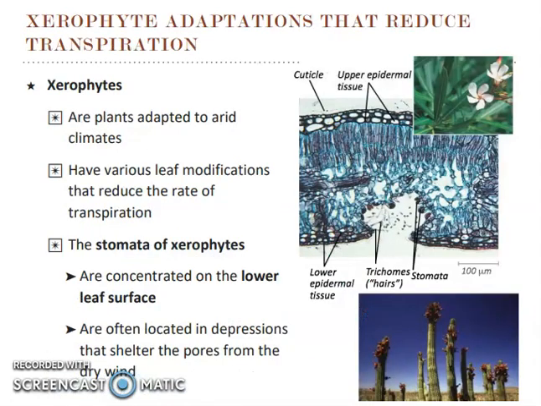Some plants can develop different methods to reduce transpiration rate. For example, a group of plants that we call xerophytes can tolerate dry conditions. For example, they can survive in the desert due to a number of adaptations to reduce the rate of transpiration. Examples of structural adaptation are having stomata concentrated on the lower surface and located deeper in the leaf tissue.